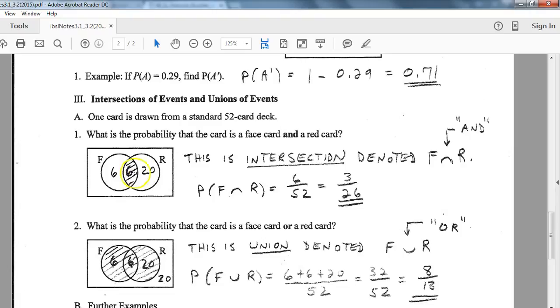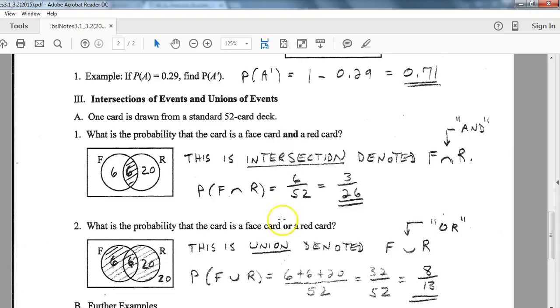And so now, based on just the organization of this Venn diagram, it becomes really easy to do a probability. If we said the probability that it's both a face card and a red card, I look at the diagram and say, there are 6 of those out of the 52 cards in the deck. And so that's the probability that we can set up.